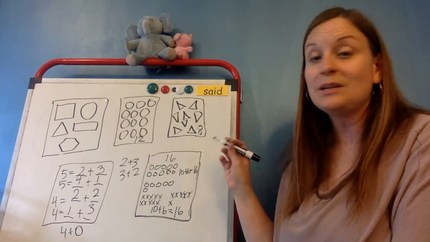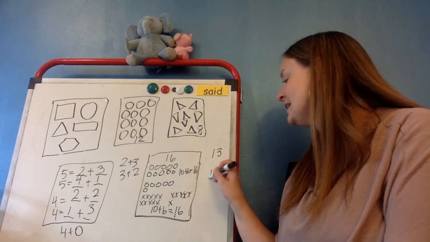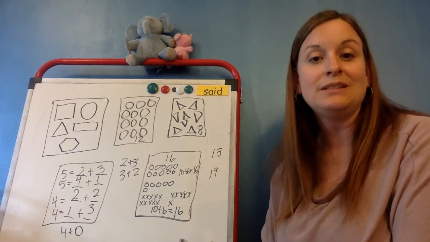If you want to practice on your whiteboards, can you show me 13 and 19 as a group of tens and ones?